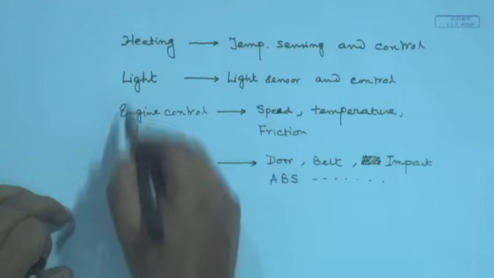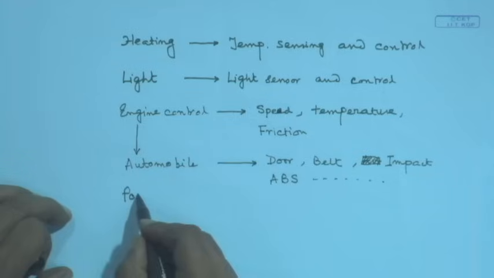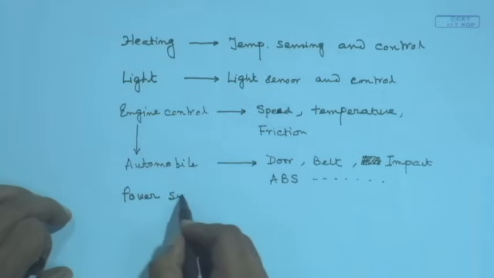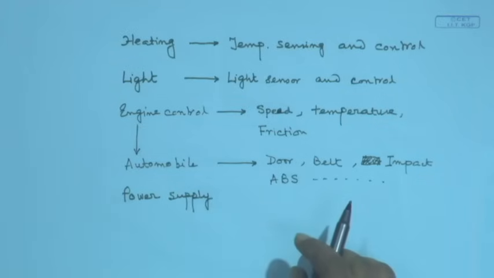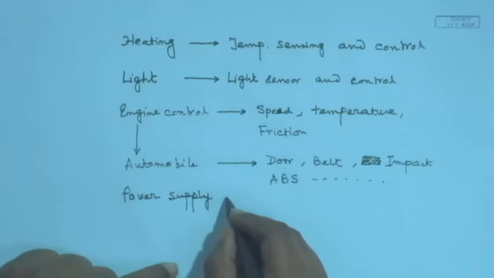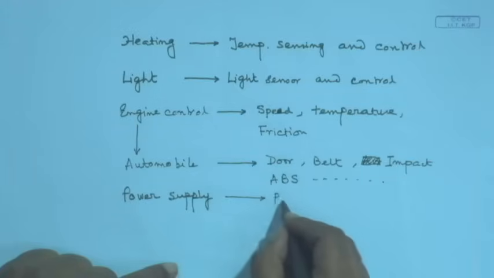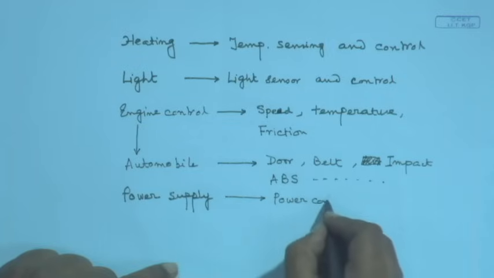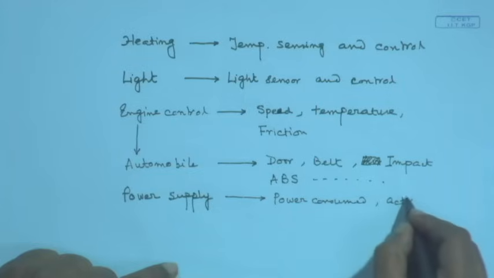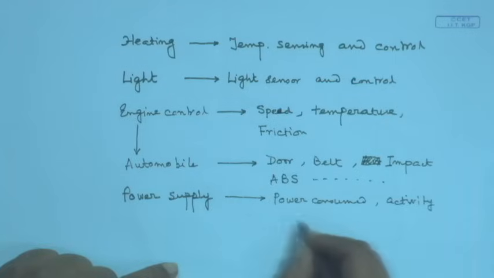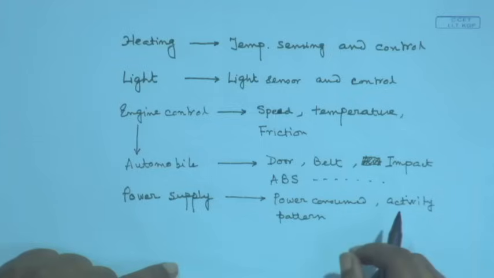Now, also another thing is that, okay, we are talking about power, but we will also have to control the power supply. We will see later that in order to minimize the power consumption in a system, to maximize the battery life, we will have to control the power supply. All right. So, we will have to look at the power consumed at different parts. We will also have to look at the activity pattern. All those things have to be sensed, and accordingly you change the power control.